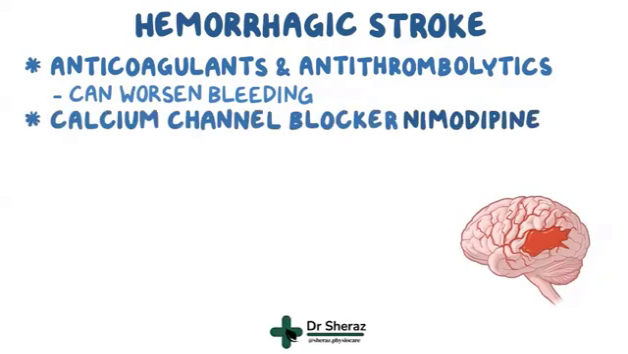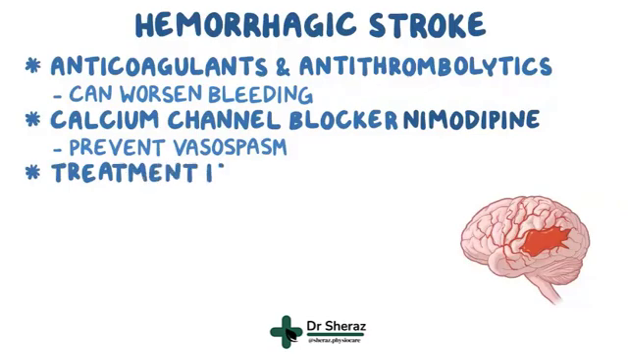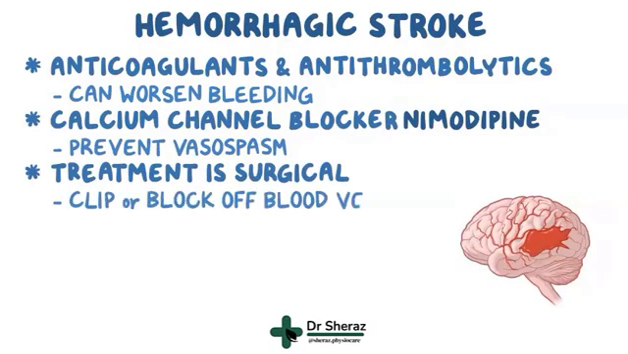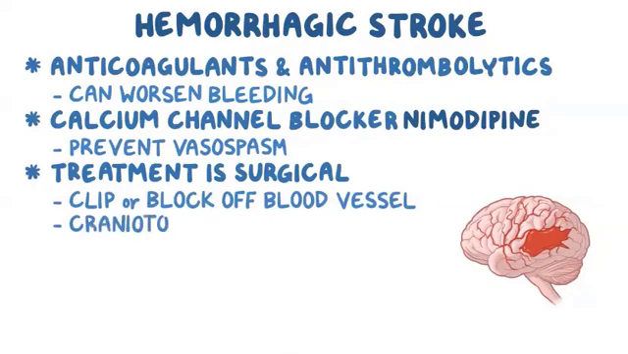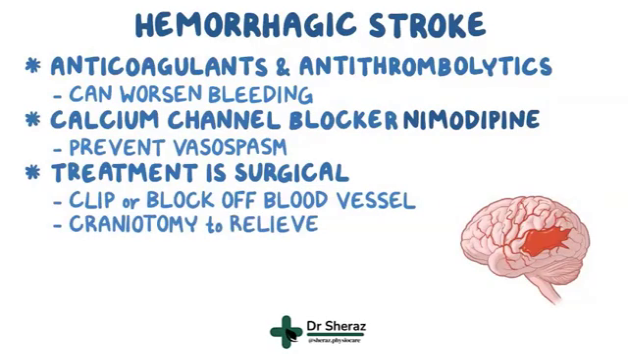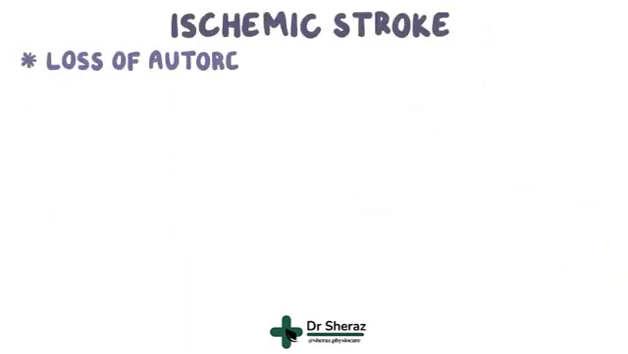Worse, patients with subarachnoid hemorrhage are given the calcium channel blocker nimodipine to prevent vasospasm, which sometimes occurs in blood vessels that get irritated by the hemorrhage. Treatment is usually surgical, meaning that a coil or clip is usually used to block off the broken blood vessel, and a craniotomy is often needed to relieve the elevated intracranial pressure from the hematoma.